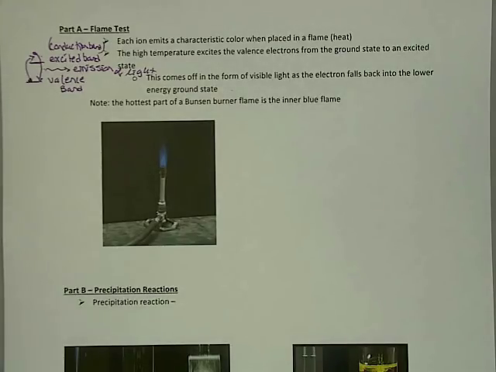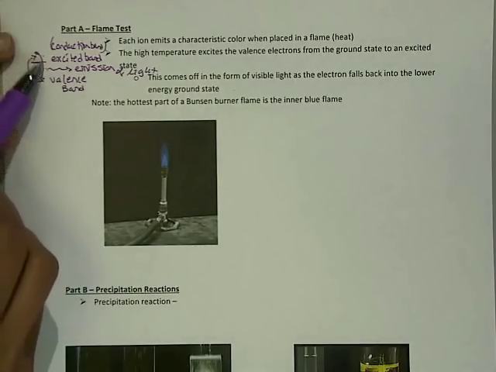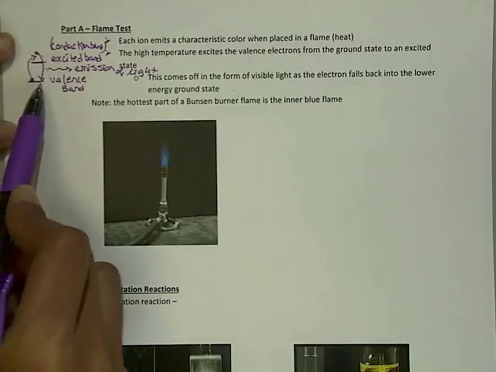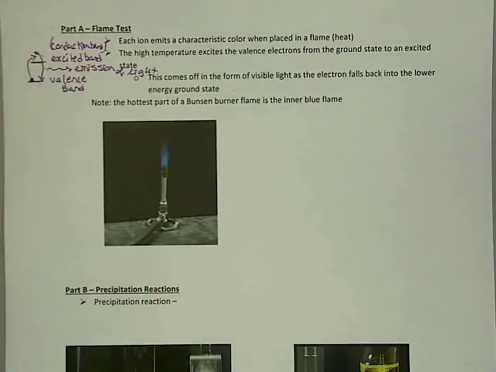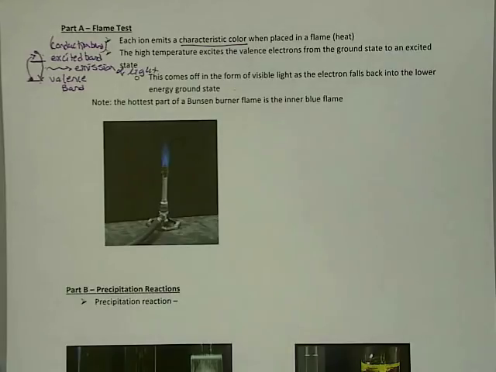You're exciting an electron from a ground state to an excited state, and then the electrons always want to go back to the ground state, and upon that movement you have an emission of light, and that's what you see with fireworks, and that's what you'll see with the flame test in your experiment. Each ion emits a specific characteristic color, so this is what you're going to be noting in your lab notebook.